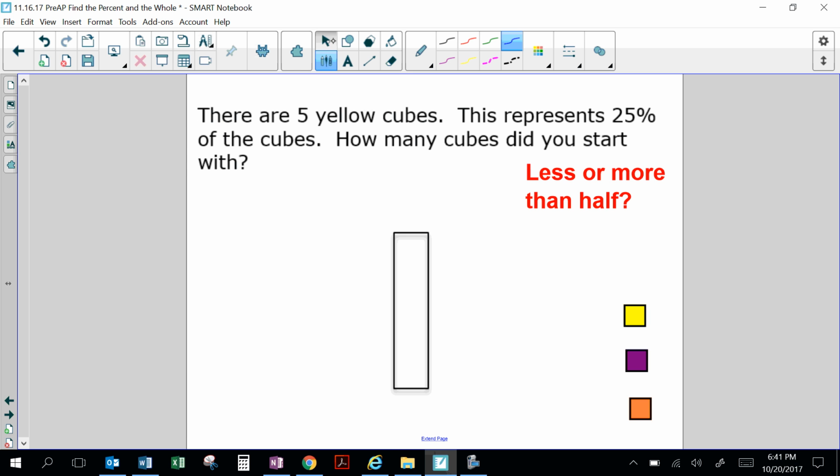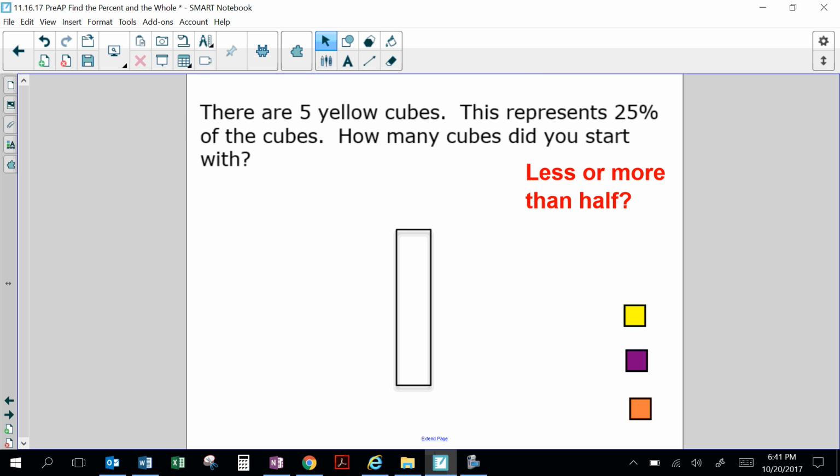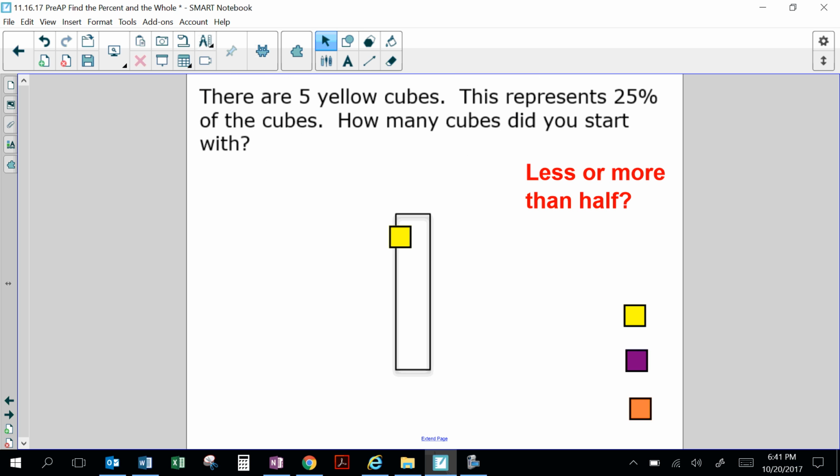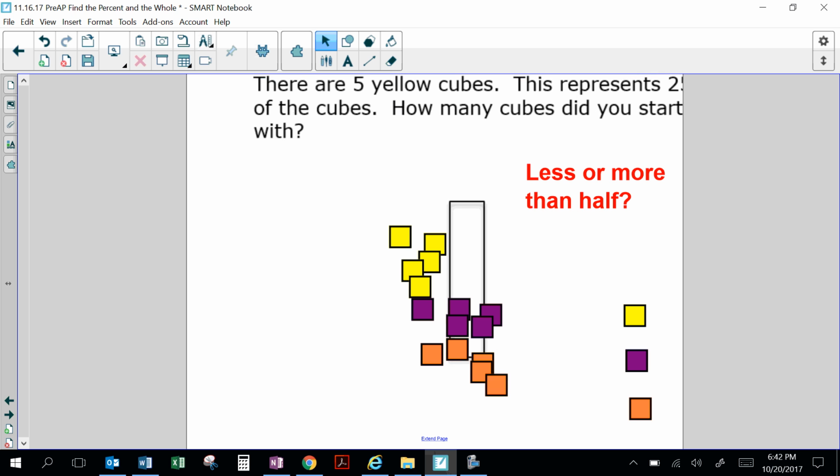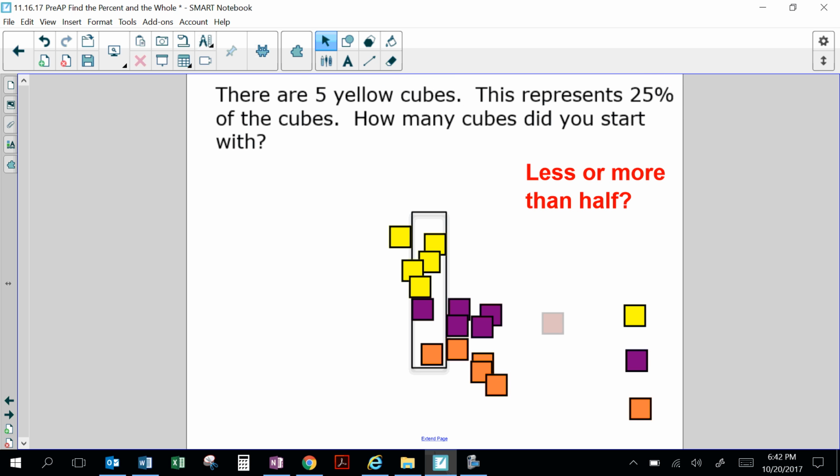There are 5 yellow cubes. 1, 2, 3, 4, 5. This represents 25% of the cubes. 1, 2, 3, 4, 5. That's 50%. 1, 2, 3, 4, 5. That's a third. We need 25%. 1, 2, 3, 4, 5. This is 1/4 of it. I think this is going to be the answer. So there are 20 cubes.